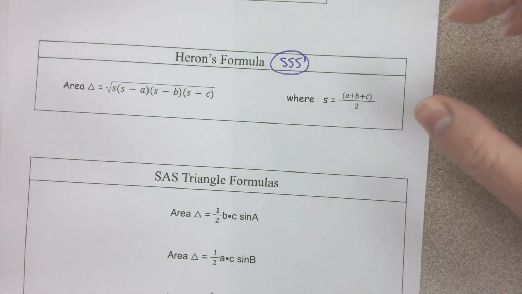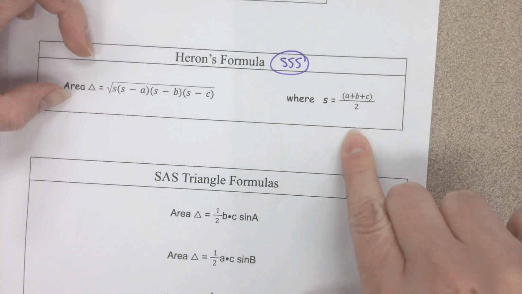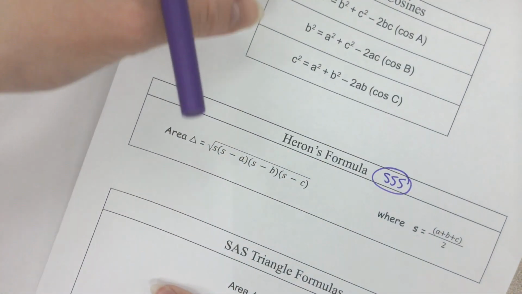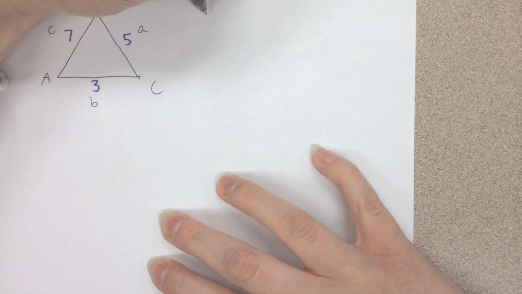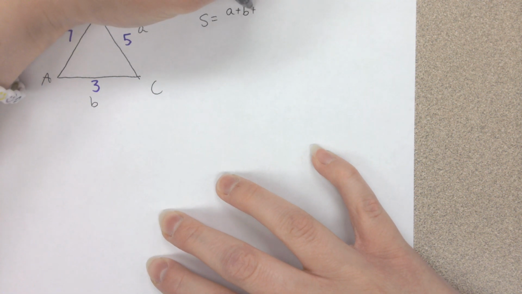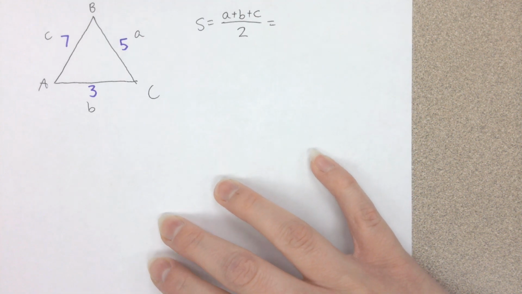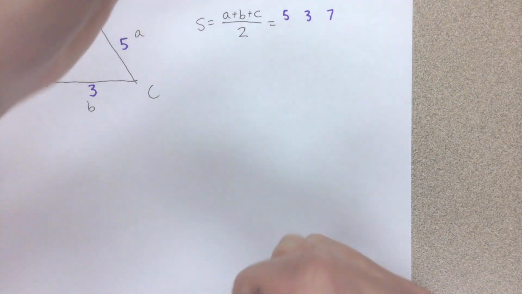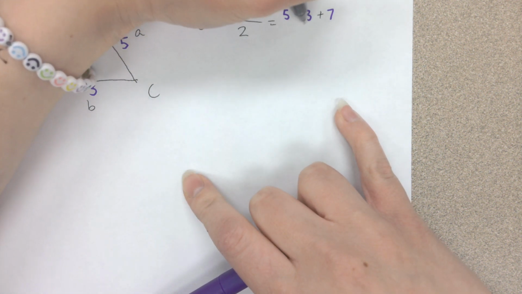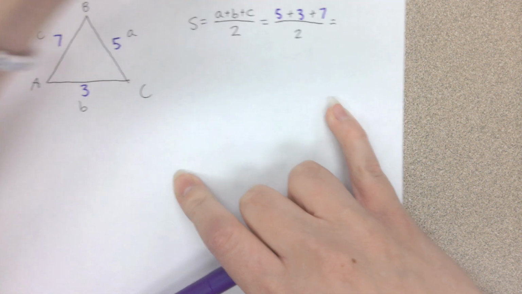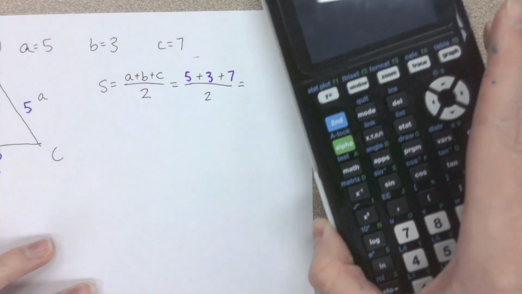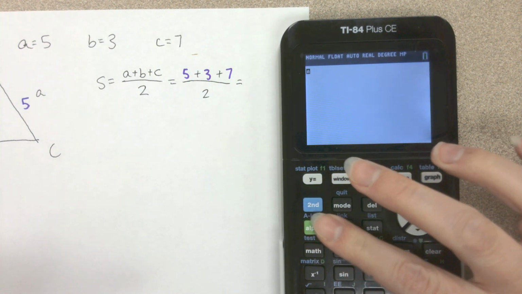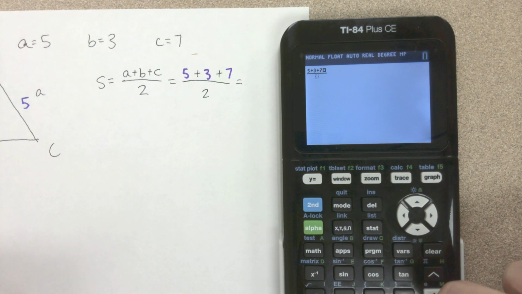And remember, Heron's formula, as you can see, is 2 parts. You have to find the S first because the S gets plugged into the area part. So, we're going to do S first. We have S equals A plus B plus C over 2. We have 5, 3, 7. No matter what, this decimal will never be large. It'll be up to 1 or 2 places. It depends on what kind of number you get on top. So never round this number. 5 plus 3 plus 7 over 2.